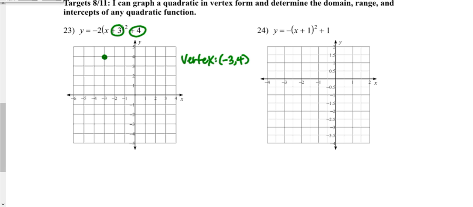And if you think about your 1, 3, 5, 7 pattern, it gets multiplied by -2 here since the -2 is out in front. So it's actually a -2, -6, -10, -14 pattern. So I'm going to go down 2 over 1. And I'm going to go down 6 over 1. So 1, 2, 3, 4, 5, 6. And I'm going to go ahead and connect those points.